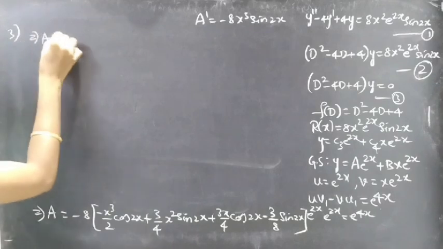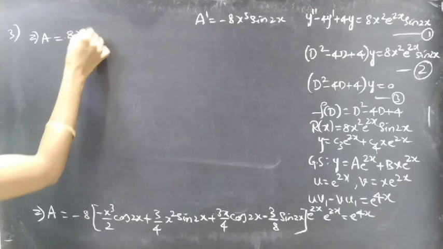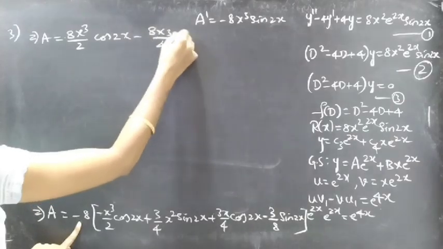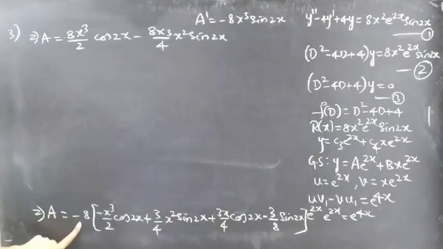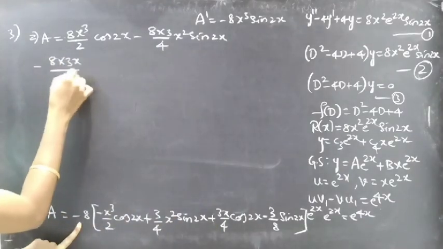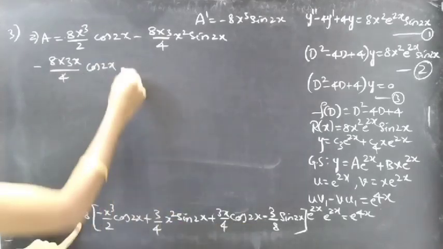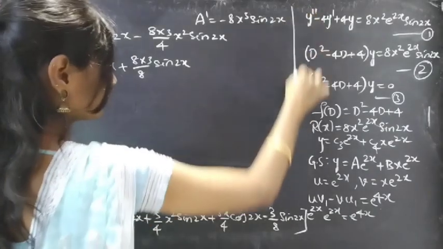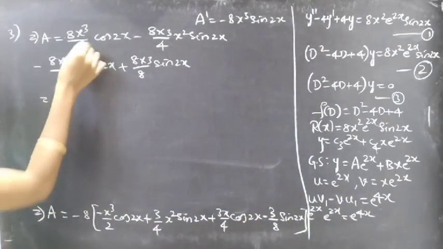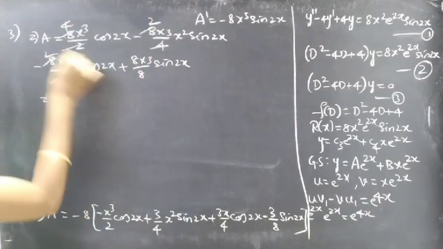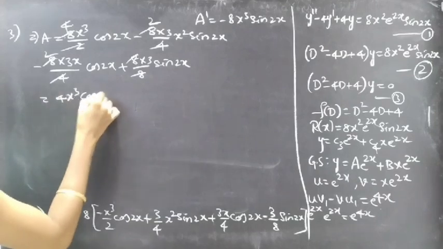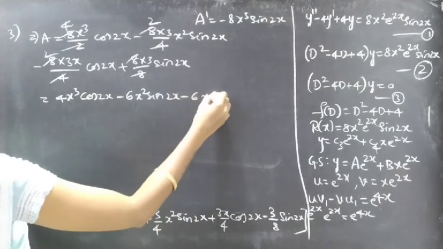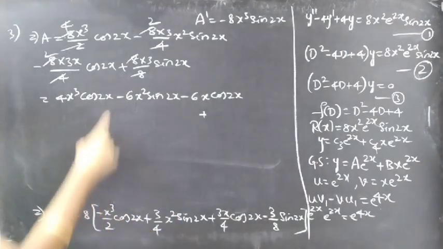This gives us minus into minus plus 8 x cube by 2 cos 2x, minus into plus minus 8 into 3 by 4 x square sine 2x, minus into plus minus 8 into 3x by 4 cos 2x, minus into minus plus 8 into 3 by 8 sine 2x, right? This gives us 4 x cube cos 2x minus 2 3 is a 6 x square sine 2x minus 6 3x cos 2x plus 3 sine 2x.